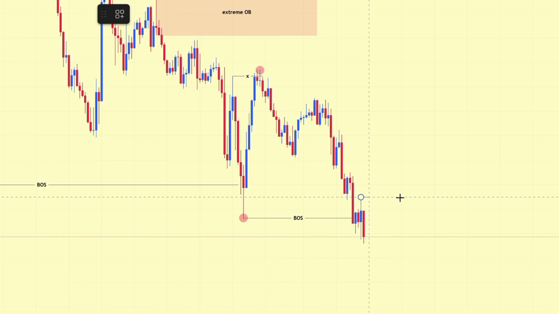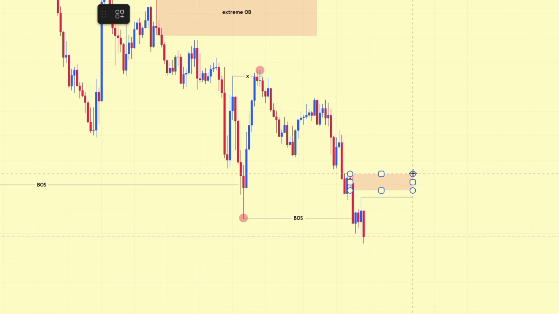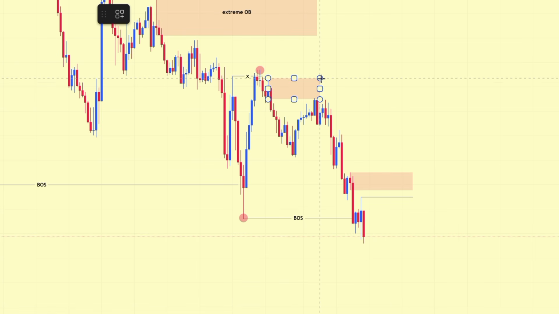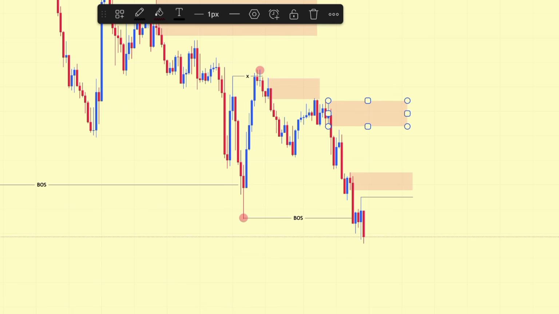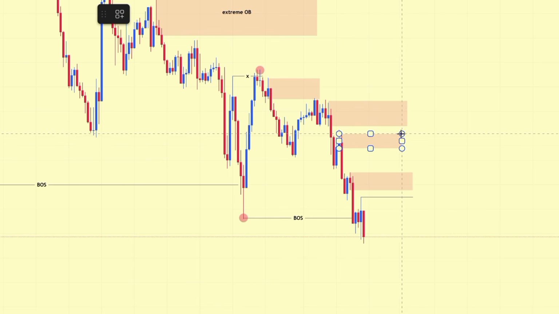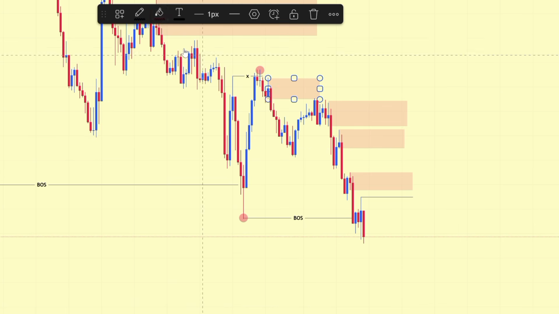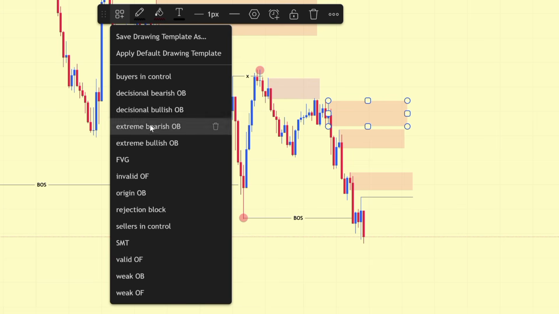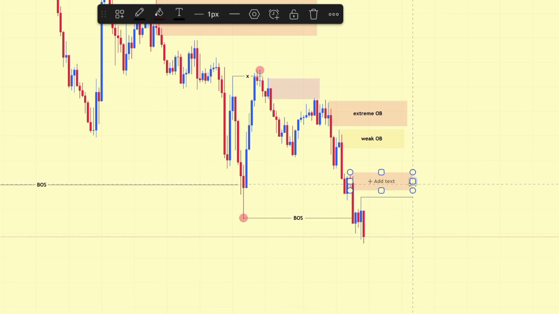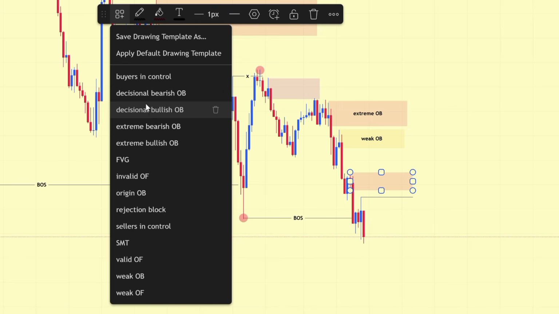This one here is our major inducement. Of course, this one here is what we call the decision order block, and the extreme order block is none other than, okay, so that is mitigated. You can clearly see exactly right there, it's mitigated. So the extreme order block will be this one here. And of course, this one here will be a weak order block. Exactly right there. So this one here is mitigated, so I'll be using this color. This one here is our extreme, so extreme bearish order block. This one here is a weak order block, so that's a weak order block. This one here is what we call the decisional bearish order block.